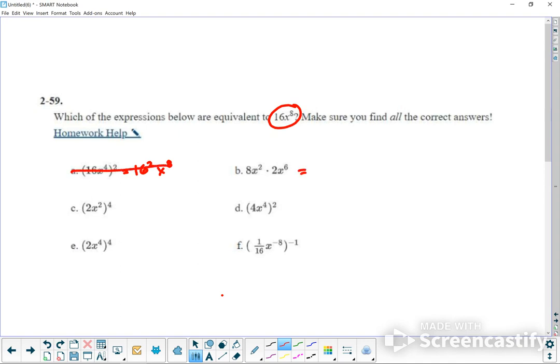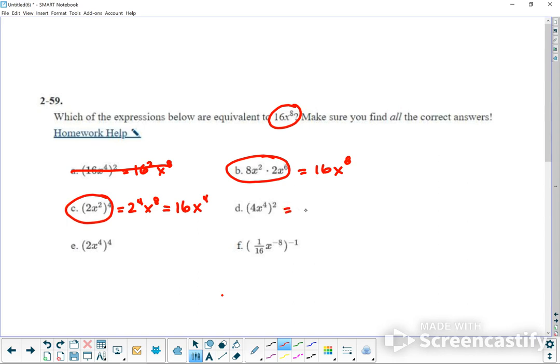Okay, this one right here, 8 times 2 is 16. X to the second, x to the 6 makes x to the 8 because you're adding those exponents, and that would actually work. So B would be true. C, so equal 2 to the 4th, and x to the second to the 4th, which is x to the 8. And 2 to the 4th is 2 times 2, 4, times 2, 8, times 2 is 16. So that'd be 16, and that'd be x to the 4th, which actually does work. So that one is also a solution.